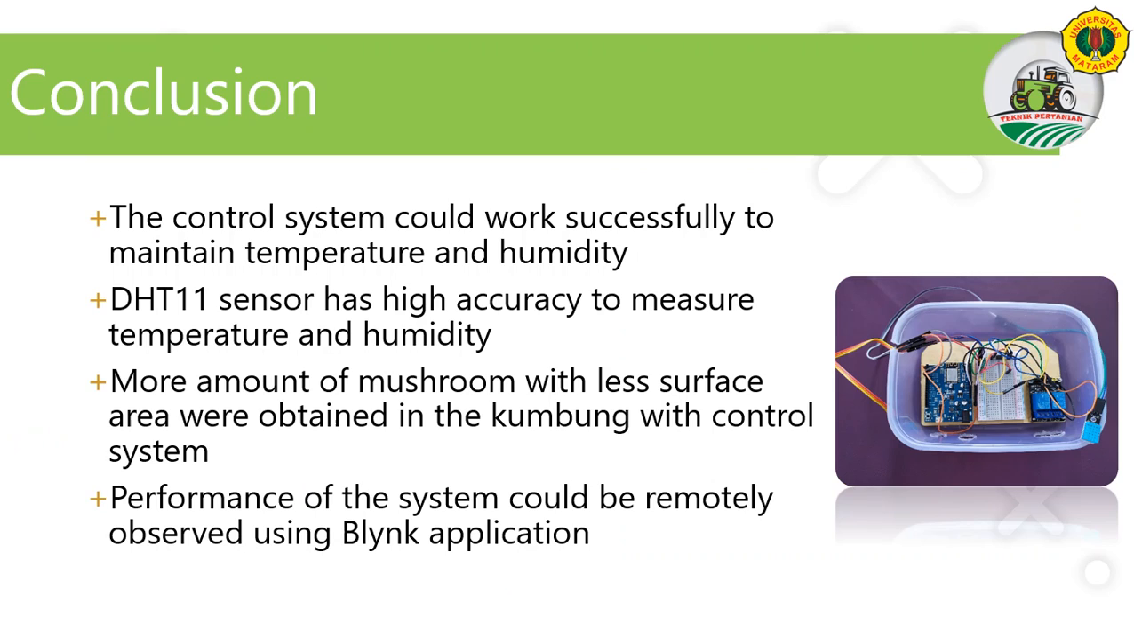Finally, the conclusions. First, the control system could work successfully to maintain temperature and humidity inside the plant house of oyster mushroom. Second, the DHT11 sensor has high accuracy to measure temperature and humidity. Third, more mushrooms with less surface area were obtained in the kumbung with control systems. And the last one is that the control system performance could be remotely observed using the Blynk application.